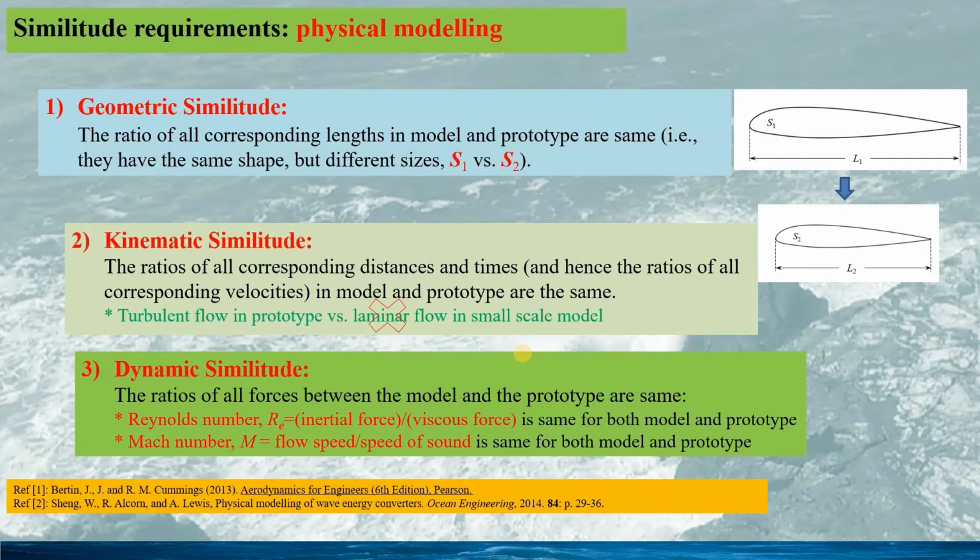The third similitude is the dynamic similitude, meaning all the forces acting on the structure and the model are similar, using certain similitude laws. This dynamic similitude can be guaranteed by ensuring the same non-dimensional numbers for the full scale and the scale model. For instance, the Reynolds number, which is the ratio of the inertial force over the viscous force, must be the same for both model and the prototype. Or for the problems with fluid compressibility, the Mach number M must be the same for the model and the prototype.